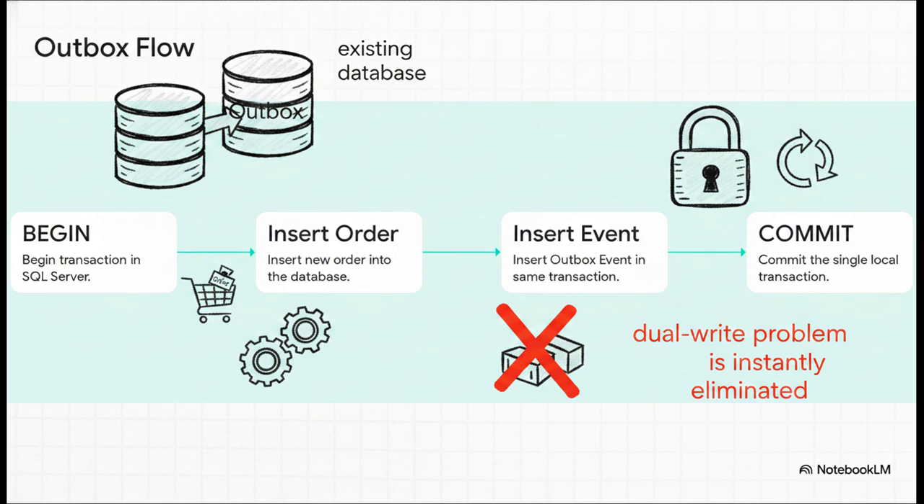Let's walk through this new flow. It's pretty brilliant. We begin a transaction in SQL Server. We insert the new order. Then, and here's the magic, in that exact same transaction, we insert an Outbox event representing the order-created message. Then we hit commit. Because both of these inserts happen in a single local database transaction, we guarantee ACID properties. Either both inserts succeed perfectly, or they both roll back. The whole dual write problem?